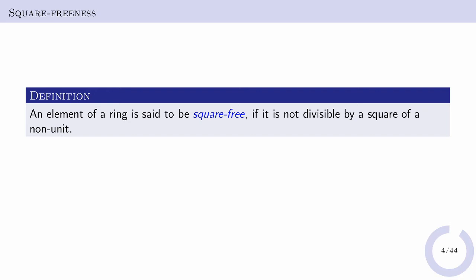The most basic definition of square-freeness is the following one. Assume that we have a ring. An element of a ring is said to be square-free if it is not divisible by a square of any non-unit of this ring. Possibly the simplest example is for integers, because the definition is valid for any ring, so we'll start with integers.